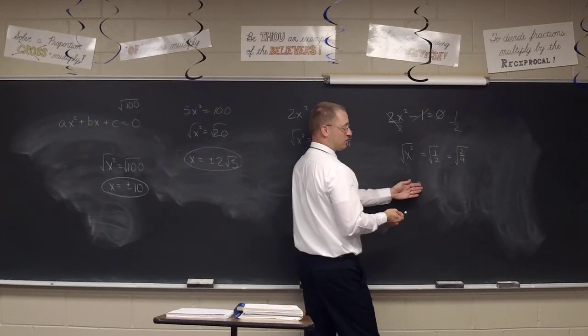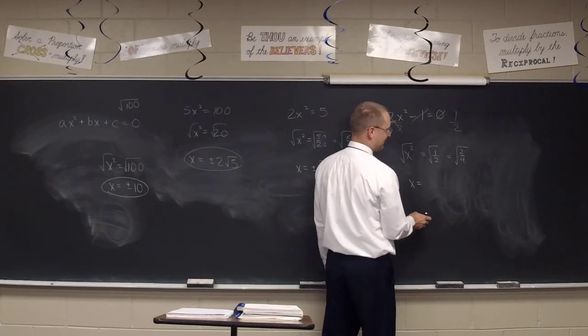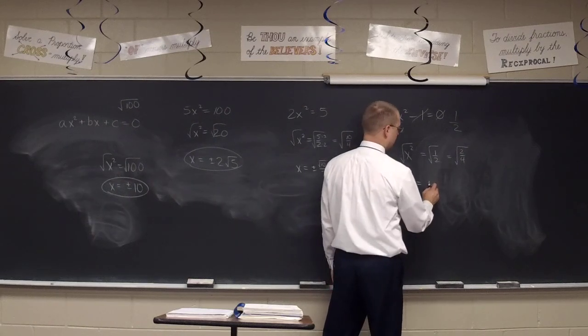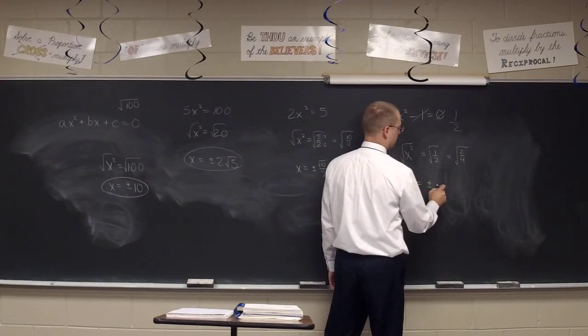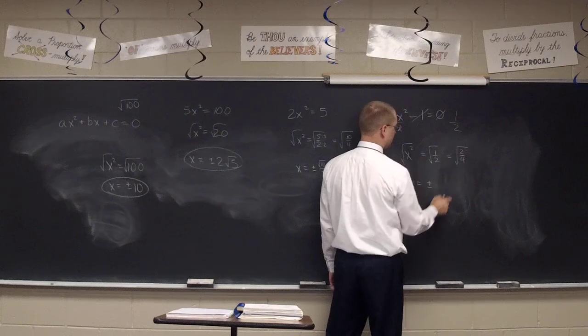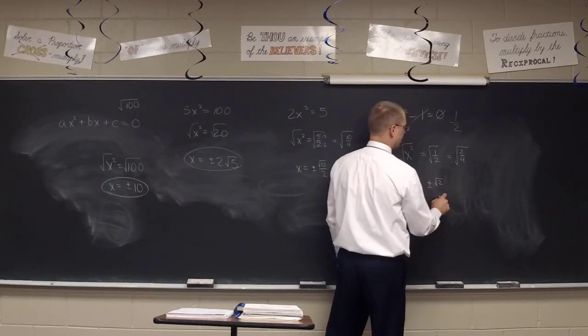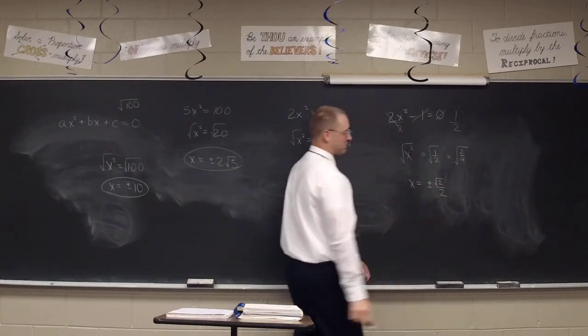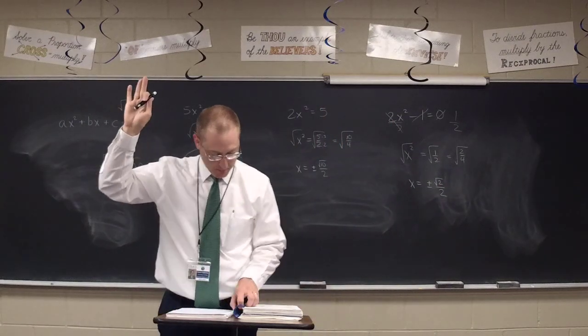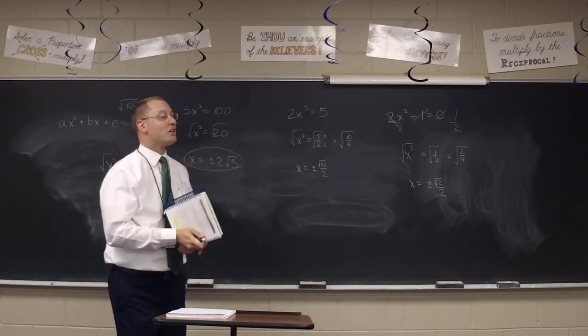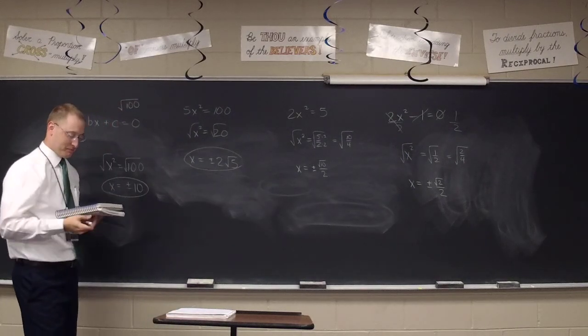We get what 2 answers? Positive negative square root of 1/2. What's the square root of 2? Well, it's just square root of 2. No. Square root of 2 over 2. There we go. Positive negative square root of 2 over 2. How many had those answers for number 18? Questions on number 18?